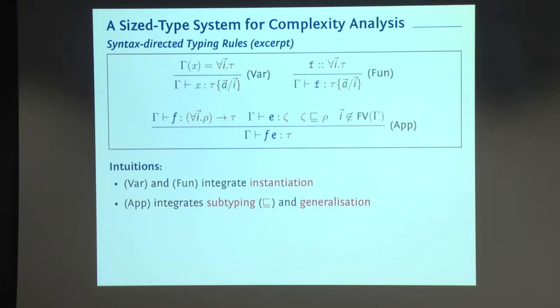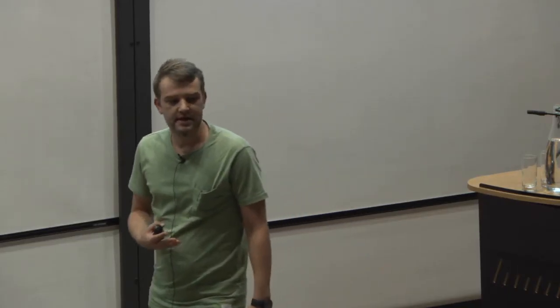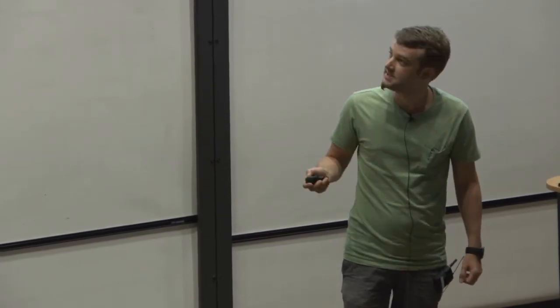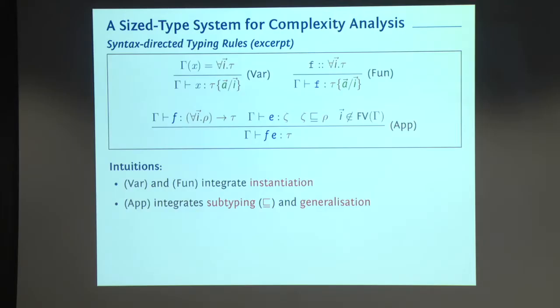Now, when you think about it, it's usually impossible to statically derive precise sizes for your program. So what you really want to have is that your size types are approximate. And the technical tool to achieve this is a subtyping relation. So here you see, for instance, in the rule for application, in the lower rule, we also integrate subtyping. So the argument type gets assigned a type zeta. Then you can pick a supertype for that one, and we generalize this supertype to the type that is expected by the function here.